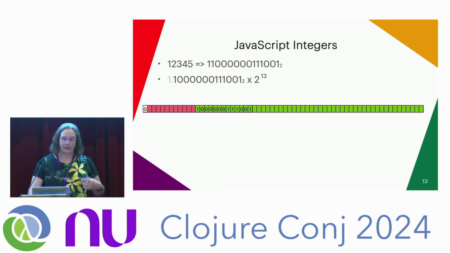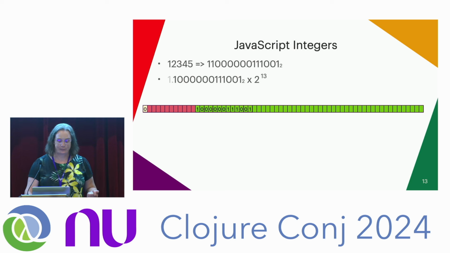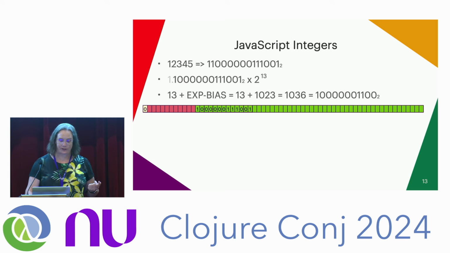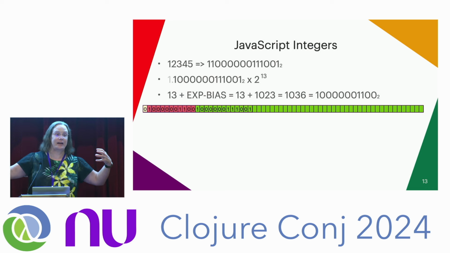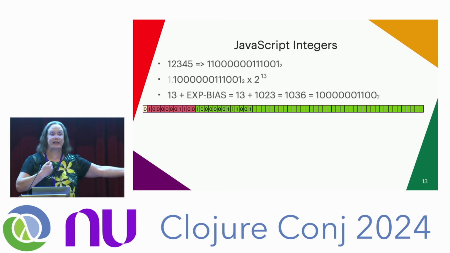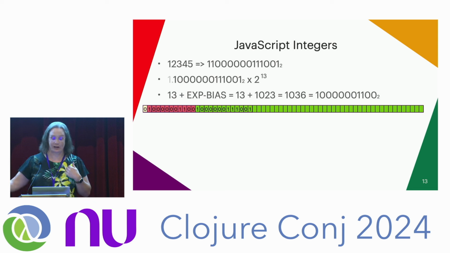Then it's 2 to the 13 that it's multiplied by, so that gets put into the exponential, but we first have to add the bias. So we get 1036, it's that bit pattern, so it goes into the exponential. That's how any number gets represented internally in both Java and JavaScript.